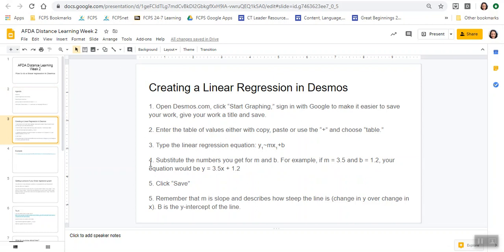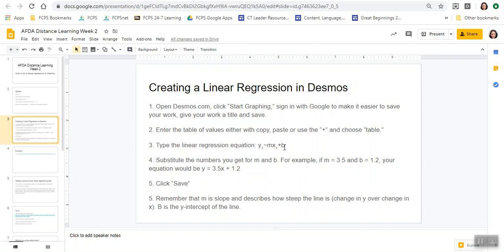Okay, so these are the steps for creating a linear regression in Desmos, and I'm going to post these slides in Google Classroom, so you can always go back and read these at a slower pace. So first you go to desmos.com and you choose Start Graphing. You want to sign in with Google so you can save your work, and you want to give your work a title. You're going to enter the table of values. Now if your table of values is in a spreadsheet, you can actually copy and paste it, which is something I didn't know before. If you don't want to copy and paste it, then you can use the plus and choose table. But here's the interesting thing. If you are using copy and paste, do not put a table in first. I'll show you that in just a minute.